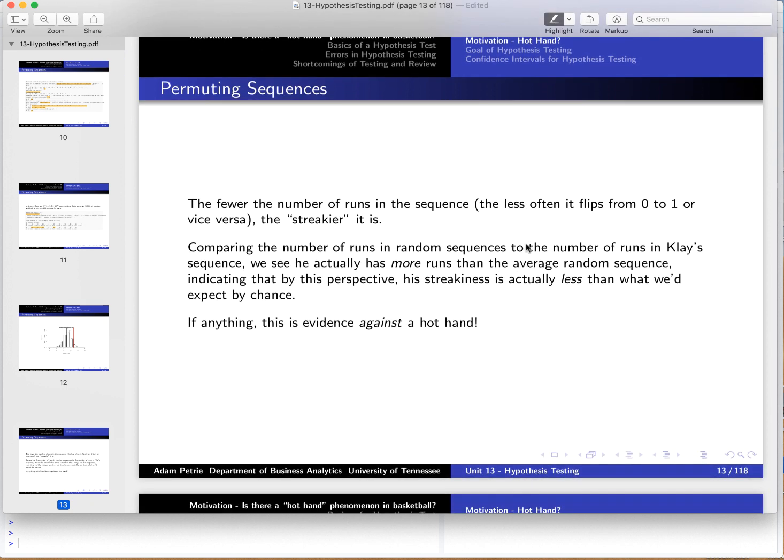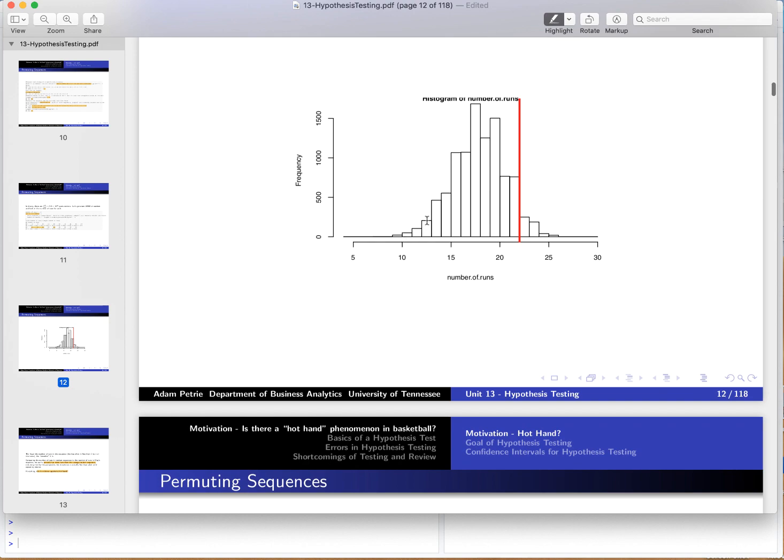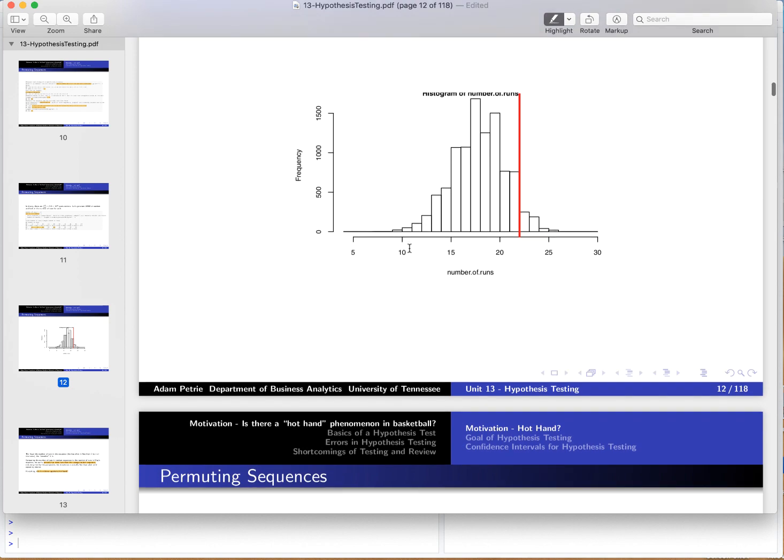And so what we find is that by just cleverly reimagining that sequence of ones and zeros, the hits and misses that Clay made, under the assumption that there is no relationship between where the ones are and the zeros are, a random permutation, we find actually that he has more runs than the average random sequence. So if anything, his original sequence is really evidence against a hot hand. Evidence for a hot hand would have been very small values. He's on the larger side of things.